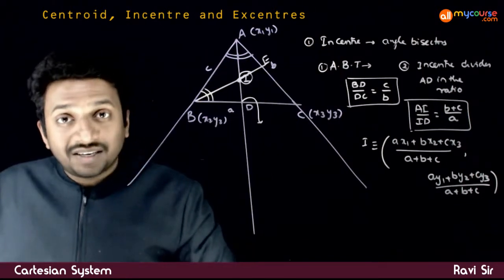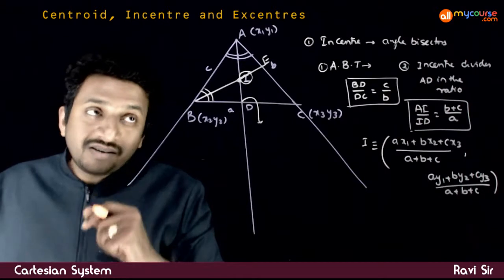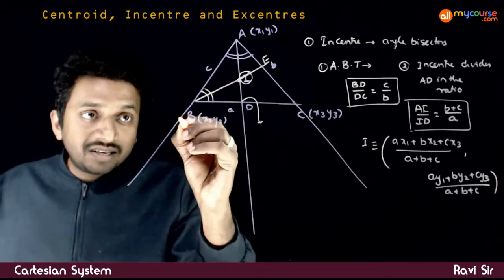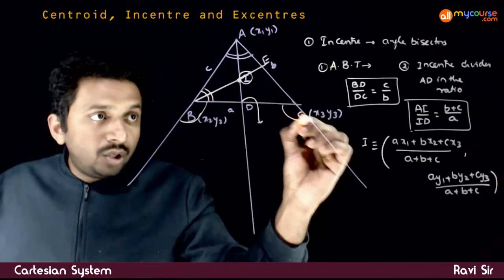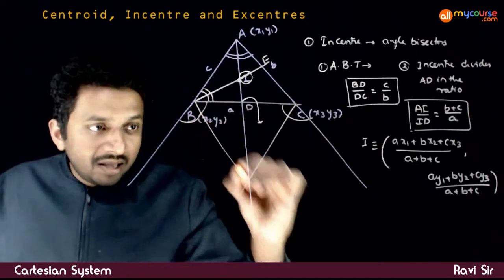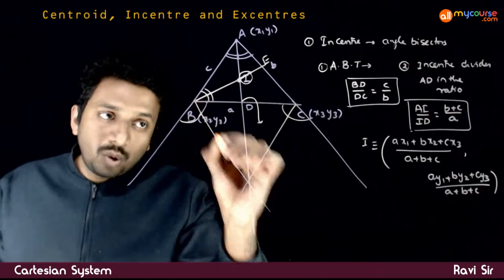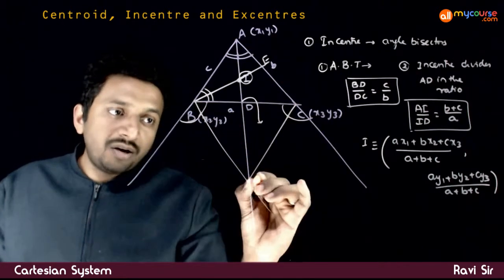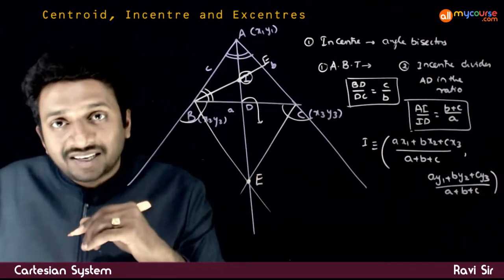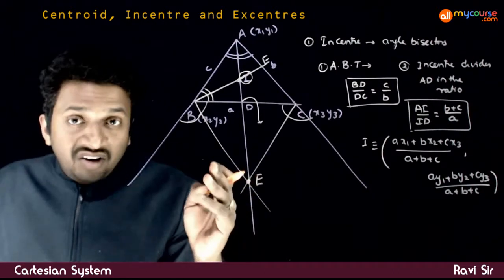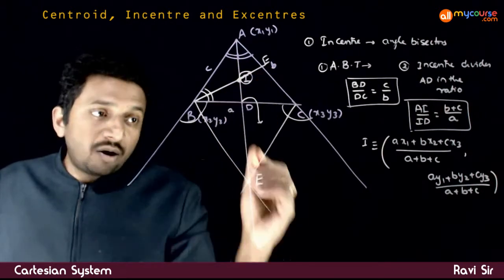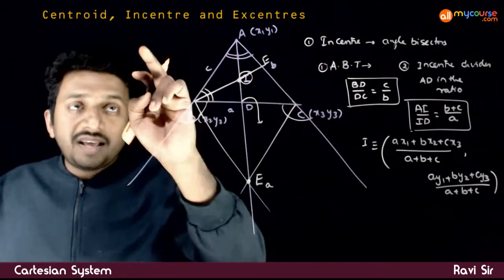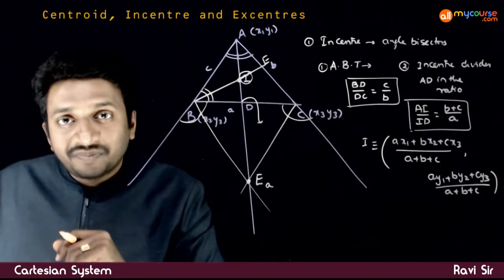Now let us go for excentre. What is excentre? Excentre is the point of intersection of one interior angle bisector and two exterior angle bisectors. So draw two exterior angle bisectors and one interior angle bisector. The point of concurrency is called the excentre. There are three excentres: excentre opposite to vertex A, excentre opposite to vertex B, excentre opposite to vertex C.